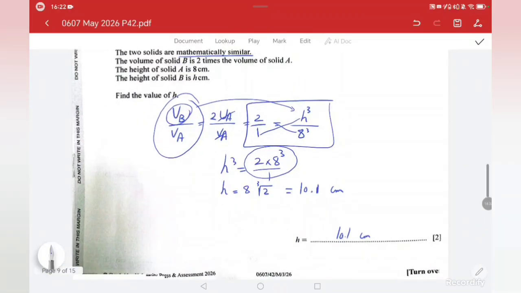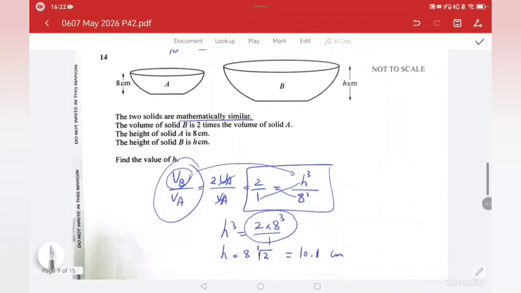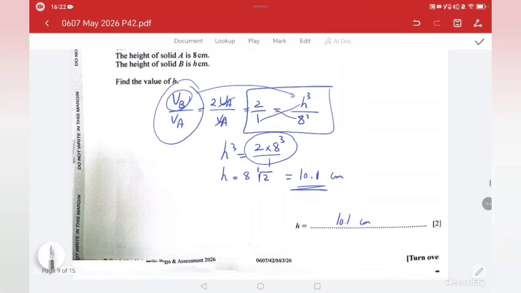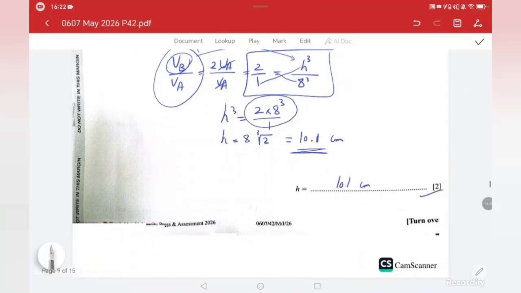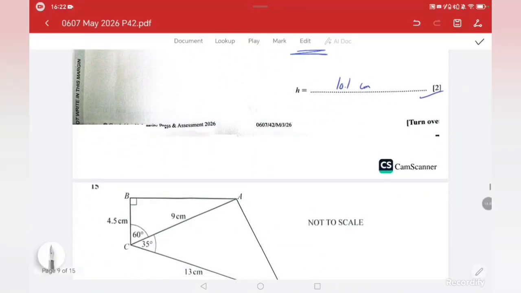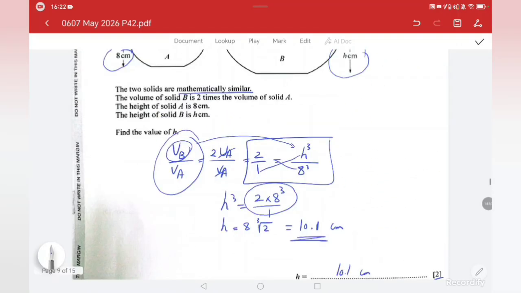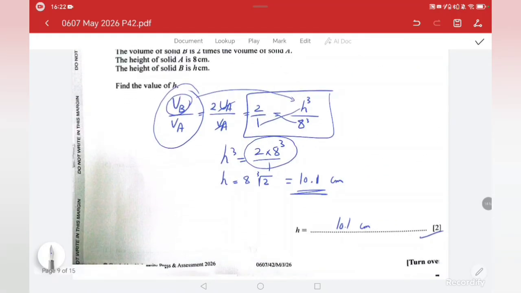And again, you have to check that the numbers make sense. This one is 8. We know that the height here will be more, so it's 10, so it makes sense. Next one. And by the way, just as a revision, if this one was area over area, like area scale factor, this one should be squared.